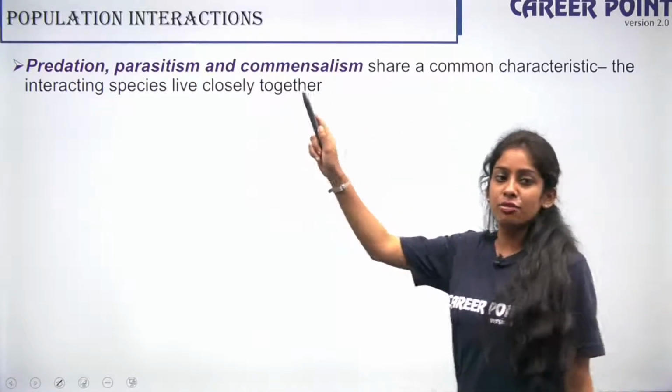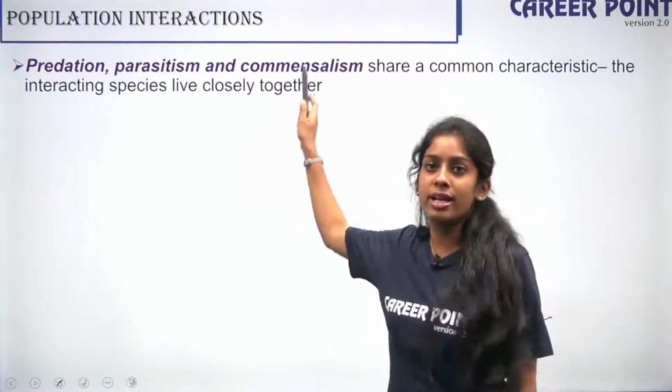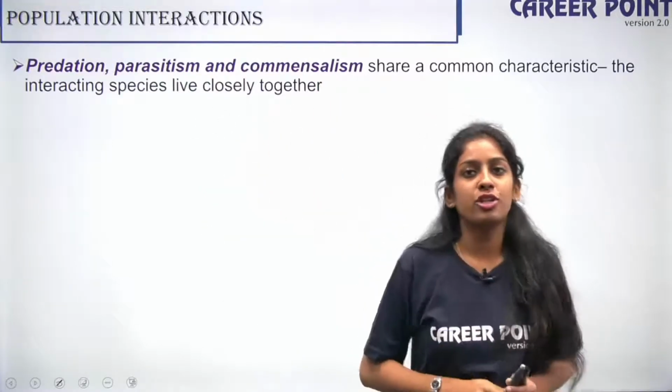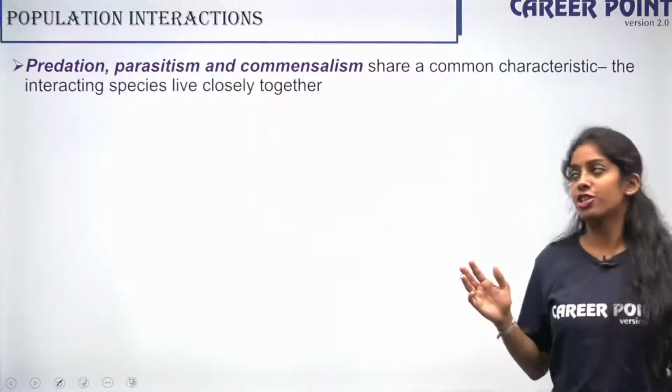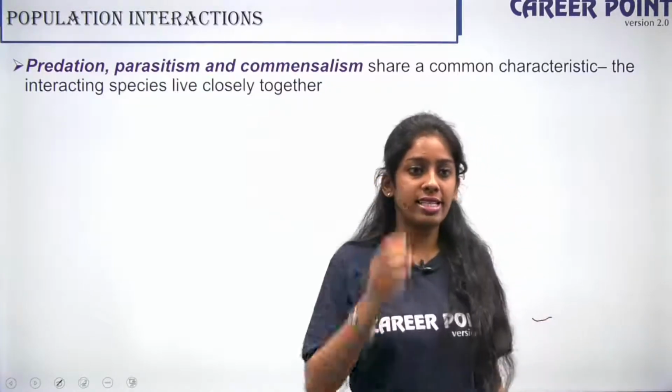So these are the different types of interaction. Predation, parasitism and commensalism. One common feature of these three types of interaction is that the interacting species live together.